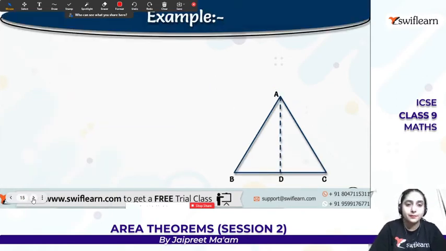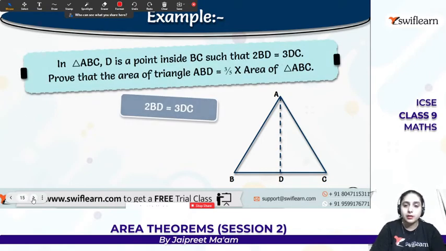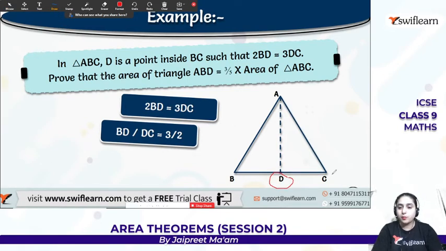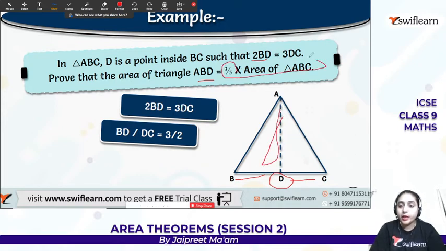Let's see an example. In a triangle ABC, D is a point inside BC, such that twice BD is equal to thrice DC. Okay, so that means this is not a median, it's not dividing the triangle into two equal parts. Prove that the area of a triangle ABD is 3 by 5 of the area of triangle ABC.